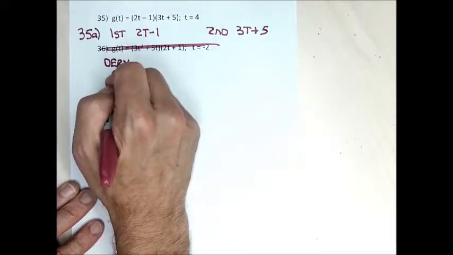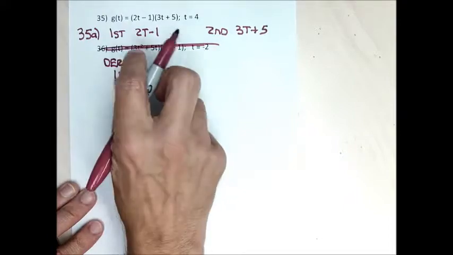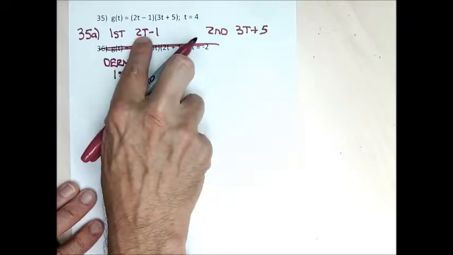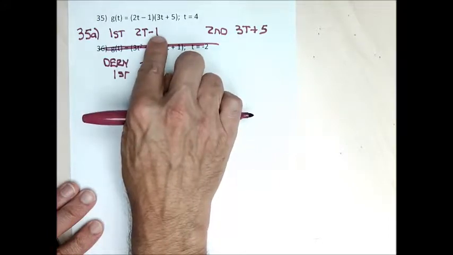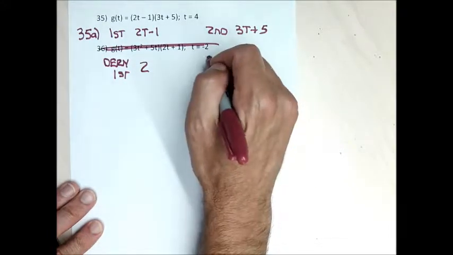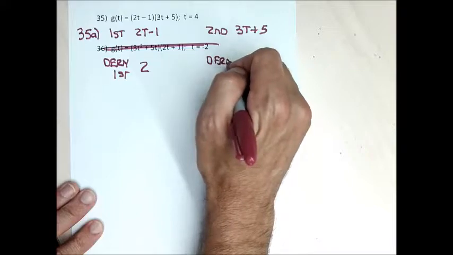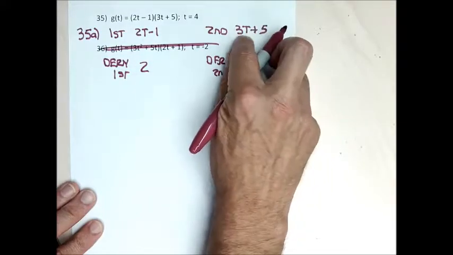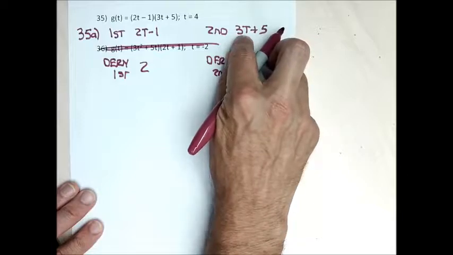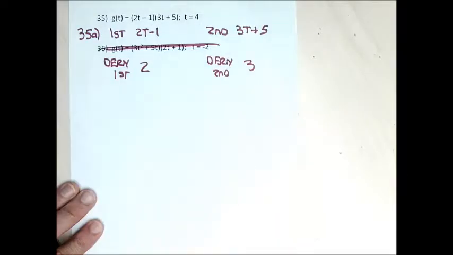The derivative of the first is just 2. The first piece is the first power term. Its derivative is just the number in front of the letter. The second piece is a constant. Its derivative is 0. The derivative of the second factor is just going to be 3. The first piece is the first power term, its derivative is the number in front of the letter. The second piece is a constant, its derivative is 0.